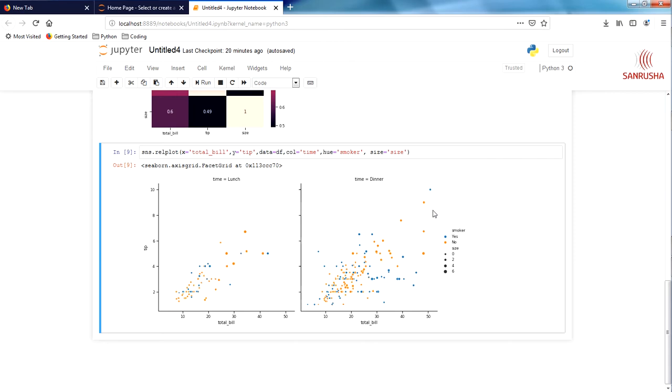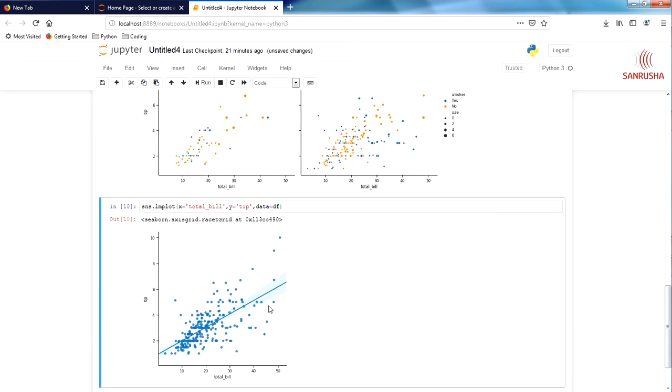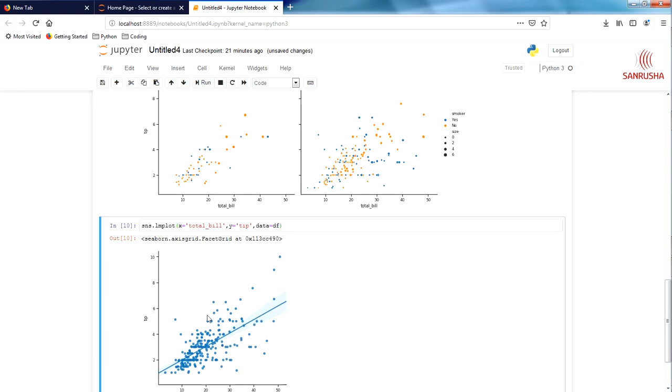But we could not make out much here. To understand that part, let's enhance and create a regression line based on the criteria whether it was a smoker or not. To do that, let's say sns.lmplot, and once again we will start with x is total bill. Very good. y equals tip and data equals df. Let's run it. Okay, so there is a linear regression that we already knew, right?